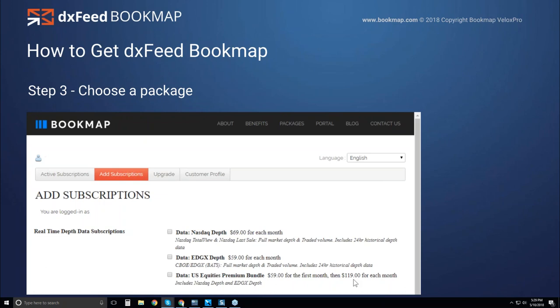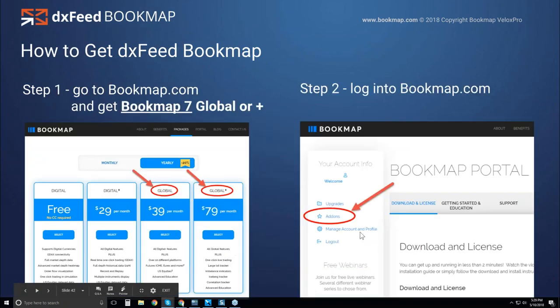Just bruce@bookmap.com. Hi, John. So you came in late. What is the data feed requirement? Yeah, I was just going through that. Here it is again. How to get this? So dxFeed Bookmap 7 is what you need, the latest build, and you're looking for the global or the global plus version. That's what you'll need.